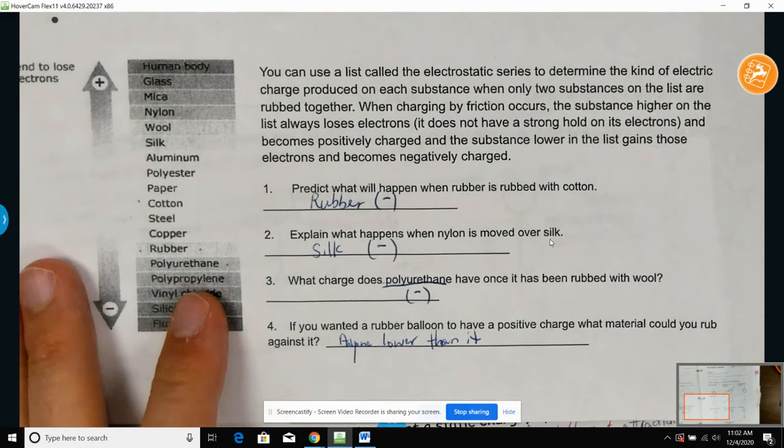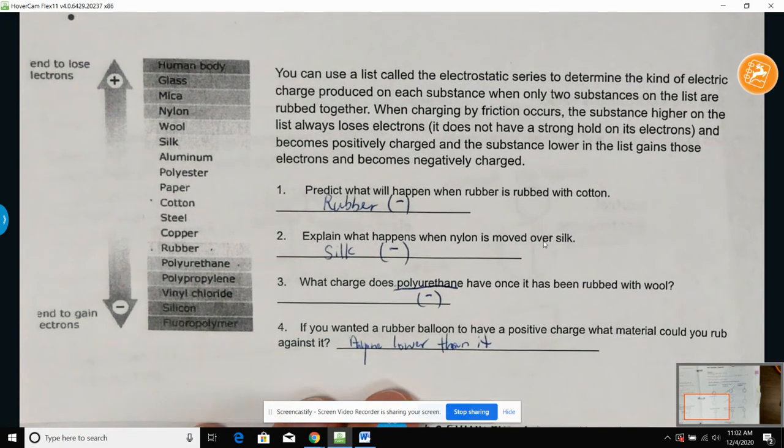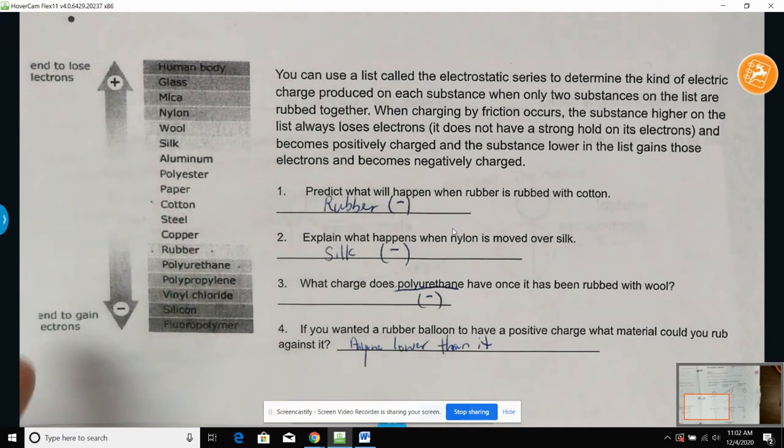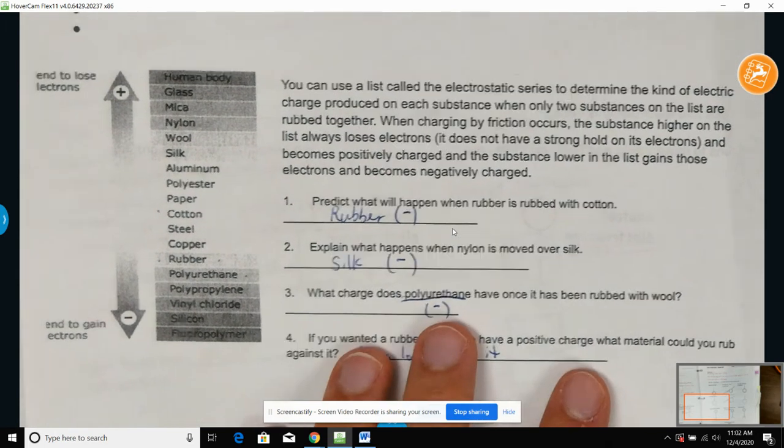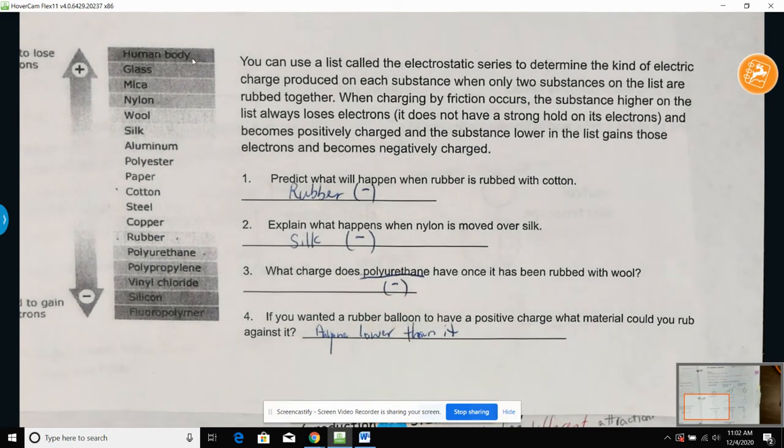And then we get down into this. These guys tend to lose electrons. These guys tend to gain electrons. Basically, the higher on the list you go, the less strong a hold you have on electrons, so you're going to give them up if you're rubbed against any object lower on this list than you. Anything higher, you're going to wind up losing them.